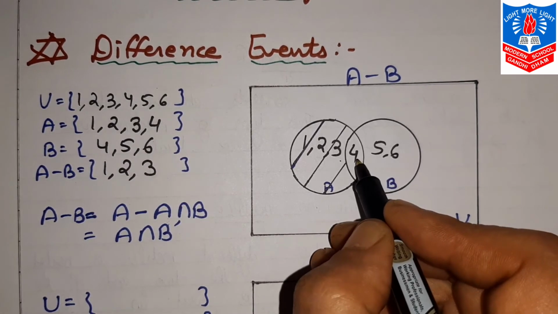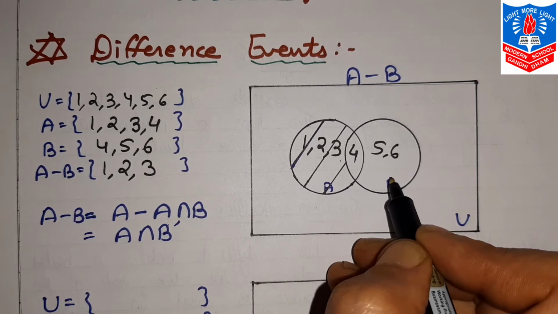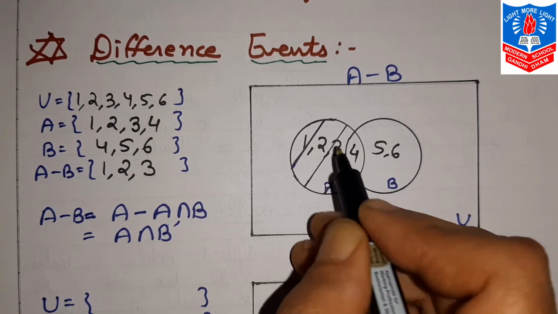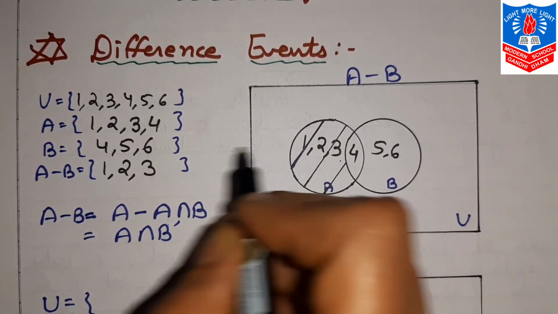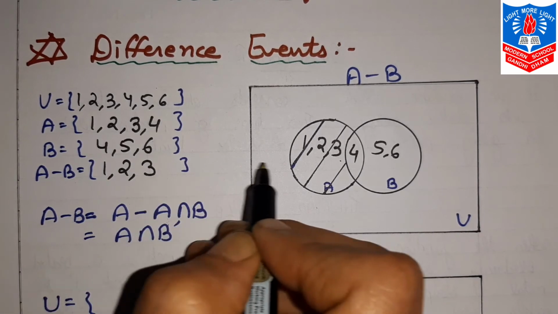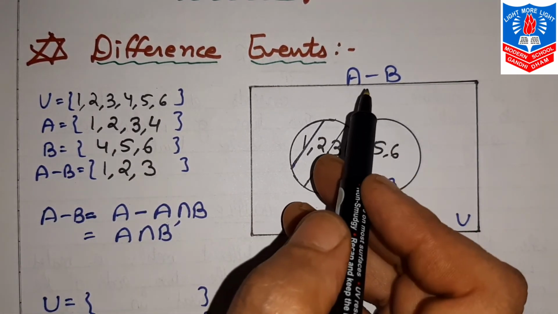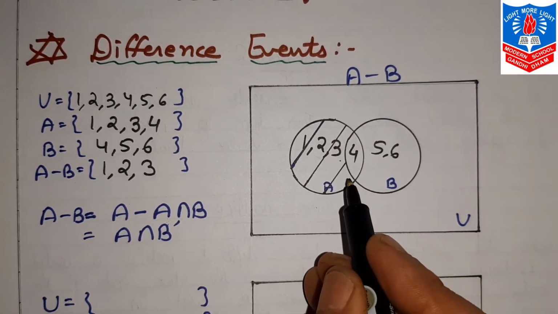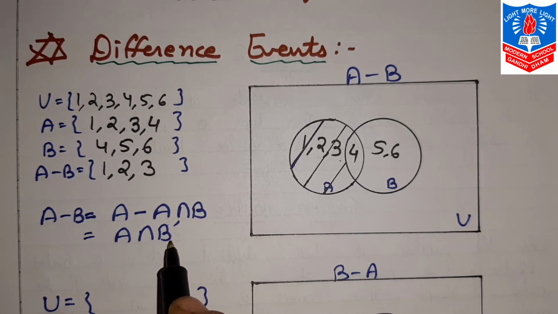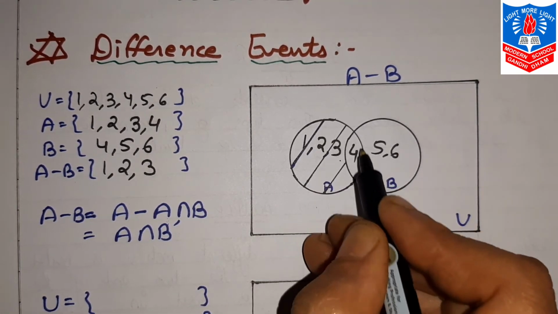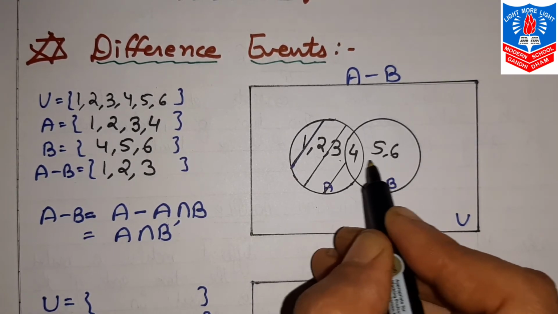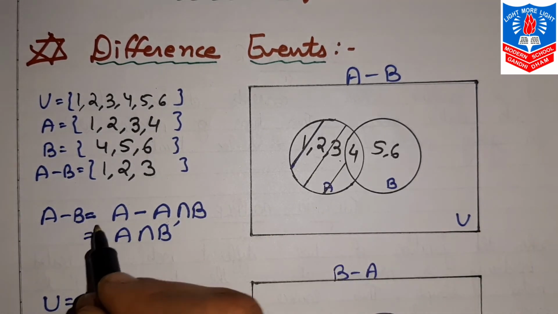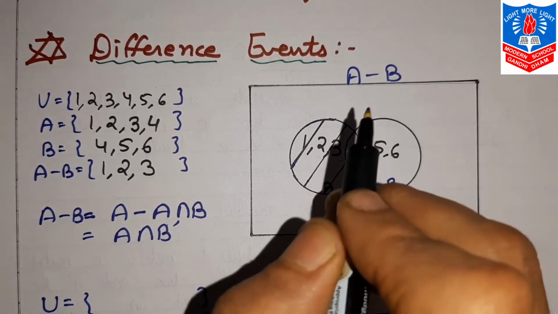See, 4 we won't take because 4 is in B, as well as in A, and we want only elements which are in A. So in A, the elements 1, 2, 3 are there, so this is known as the difference event of A. Now, another formula for this, very easy to remember. See, it is A intersection B dash. What is that? Total A, from that we subtract this A intersection B. So what is left is A dash B, which we call the difference event of A.